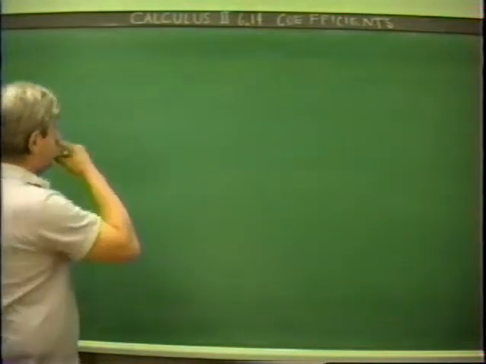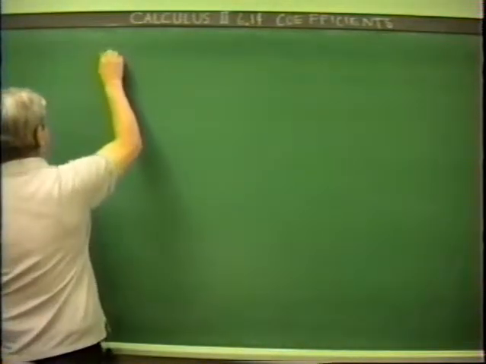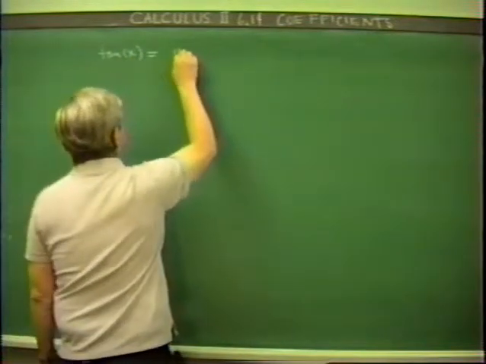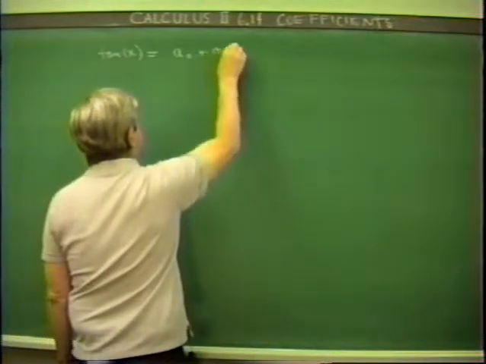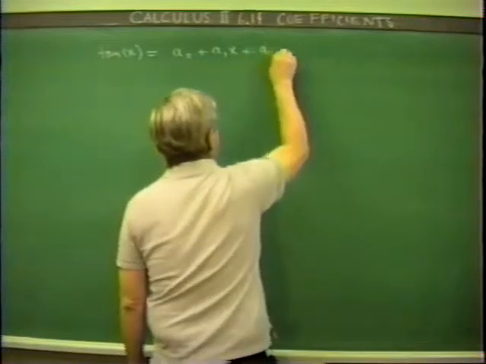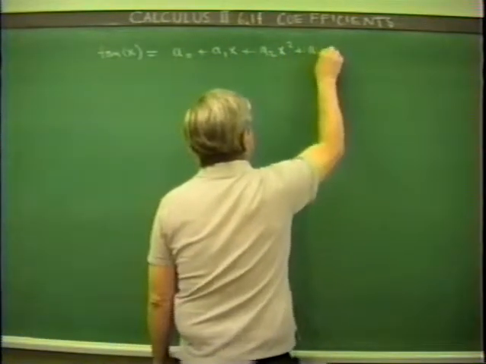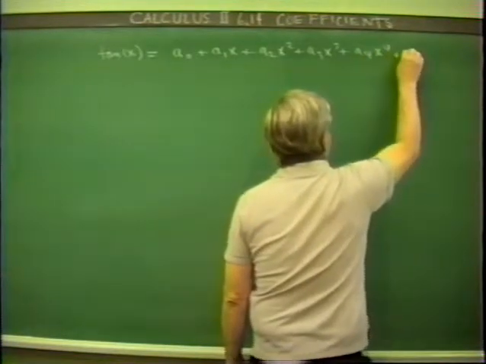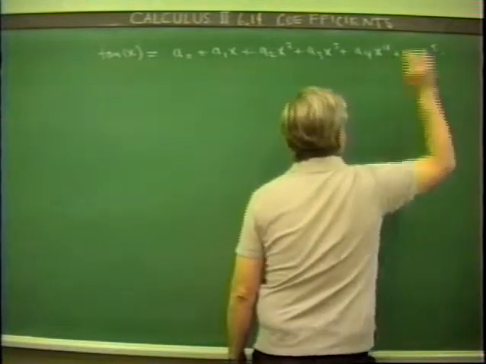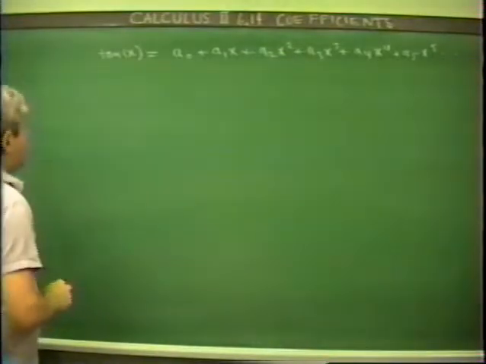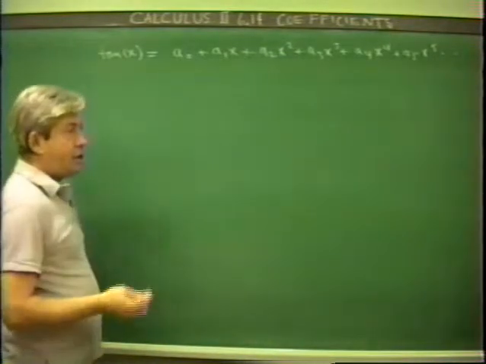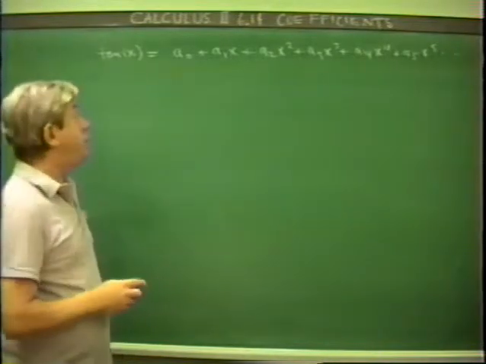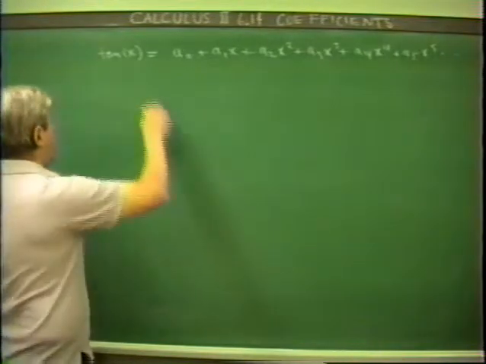Sometimes it's possible to determine the coefficients of a power series under the assumption that a solution to a particular problem is a power series. So, for example, if we assume that tangent of x is a power series, then it's going to look something like a0 plus a1x plus a2x squared plus a3x cubed plus a4x to the fourth plus a5x to the fifth, and so forth. But now what we have is the following.